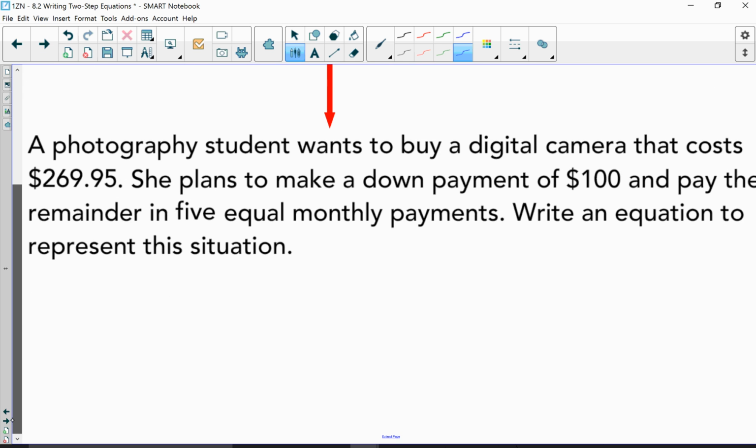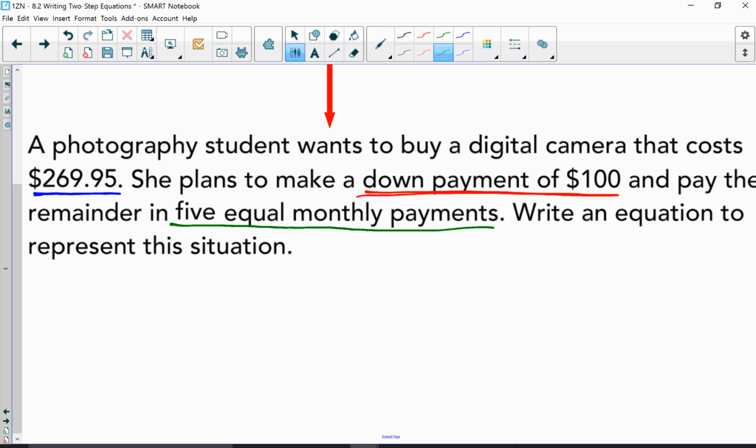Let's take a look at our first example here. A photography student wants to buy a digital camera that costs $269.95. She plans to make a down payment of $100 and then pay the rest in 5 equal monthly payments. Write an equation to represent this situation. Let's start at the very beginning. We know that the total cost right here is going to be $269.95.